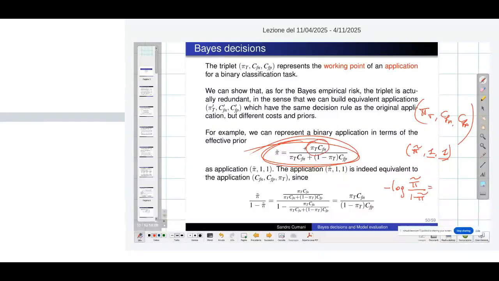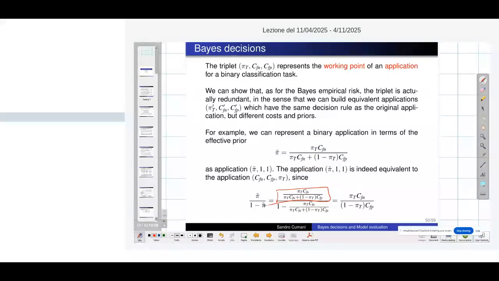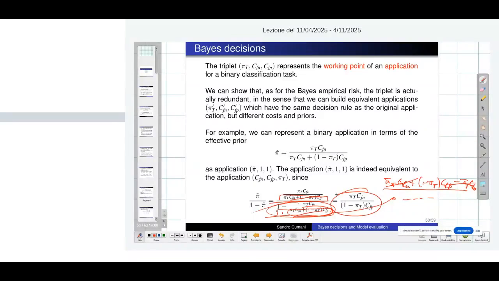But this pi tilde is what? Pi t cost of false negative divided by all this ugly thing. You have it on the slide, so I will not rewrite it because it's kind of troublesome. You have this term is pi tilde, and this is 1 minus pi tilde. Then you extend this ratio here, you do the computations, this below becomes pi t CFN plus 1 minus pi t CFP minus pi t CFN divided by whatever was here. These two simplify. In this ratio, the denominators become the same, so they also simplify. What I'm left with is this expression, which means that minus log pi tilde divided by 1 minus pi tilde is equal to minus log pi t 1 minus pi t cost of false negative divided by cost of false positive, which is the threshold for the original application.